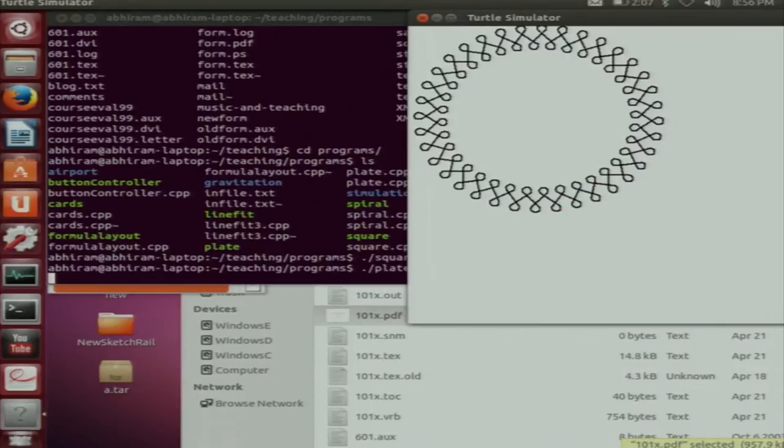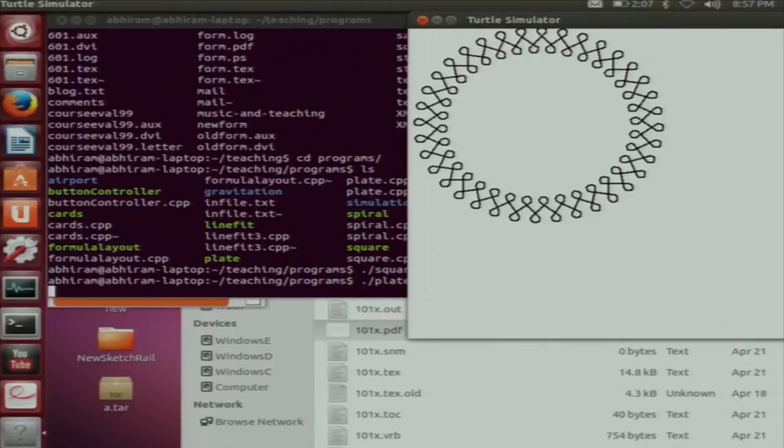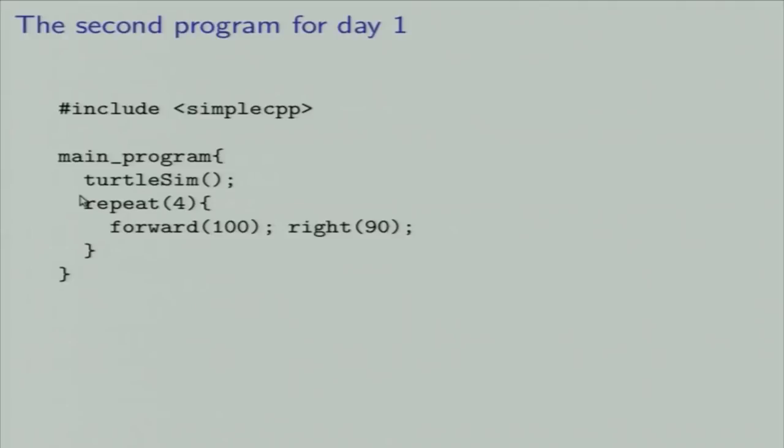Can you draw this? All the people who have done logo programming in their fourth standard, fifth standard, eighth standard will look at this and say, yes, there is something challenging over here. I would like to be able to draw this. If they say this, I'm happy. I have done my job. So this is the second program.